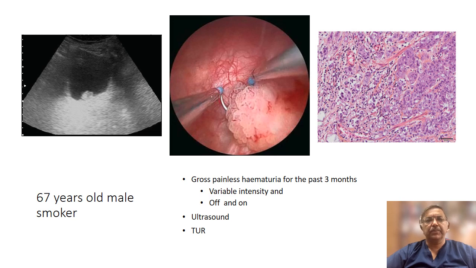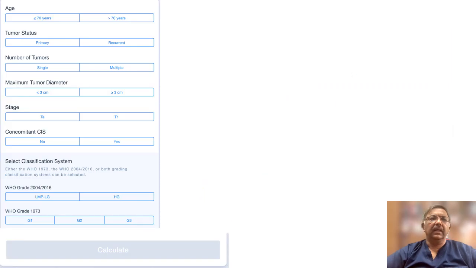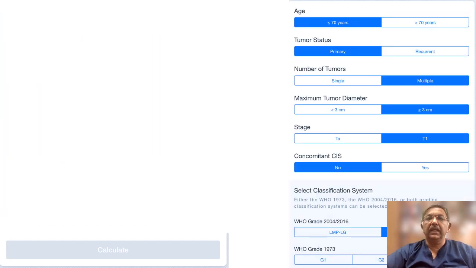Now, if we place this patient on our risk calculator, which you can all download on your mobile phones, both Android and iPhone applications are available. This patient is less than 70 years. This is the primary tumor. There was the main tumor that I've shown you, and there was a small tumor as well, so multiple tumors, 3 centimeters. T1, concomitant CIS was not present, and it was high grade.